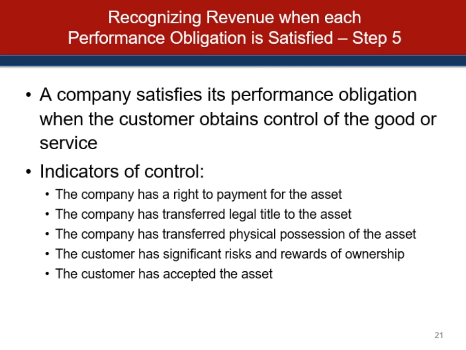Indicators of control are listed on the slide. So these things would indicate that the company has the right of control, the ability to direct the use of and obtain substantial other remaining benefits from the asset. So you need to identify that your customer has those rights and that no one else has those rights in order to indicate that you've performed your obligation.